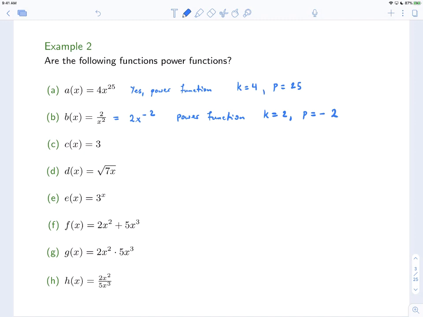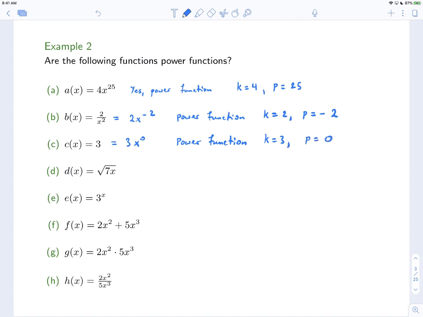What about c? c at x equals 3. This one's also a power function. This is 3 times x to the 0, so this is indeed a power function. It's also a constant function. This one has k equals 3 and p is equal to 0, but that's okay that p is equal to 0.